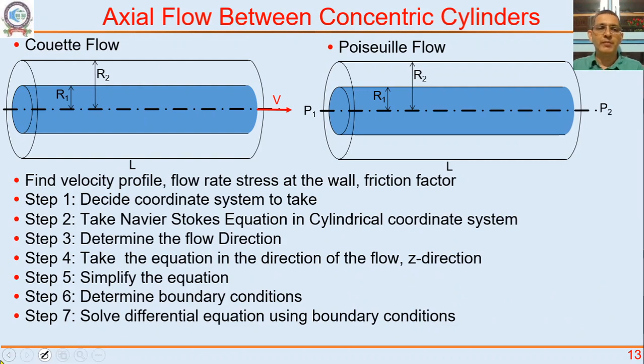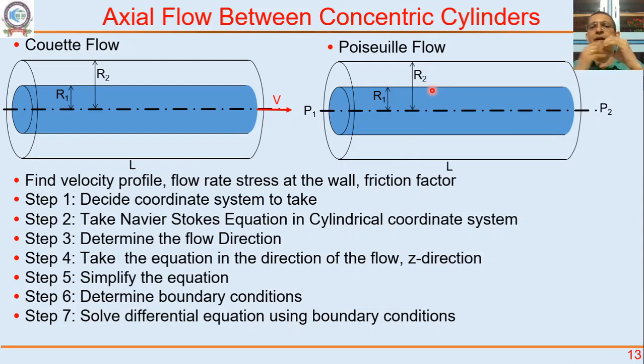Next problem is similar. Couette flow and Poiseuille flow. Now it is between two cylinders. So imagine that there is an inner cylinder of radius R1 and an outer cylinder of radius R2. Gap between them is filled with some liquid, viscous liquid. Inner cylinder is solid, like a solid rod. Outer cylinder is hollow. So this solid rod is inside that hollow cylinder.